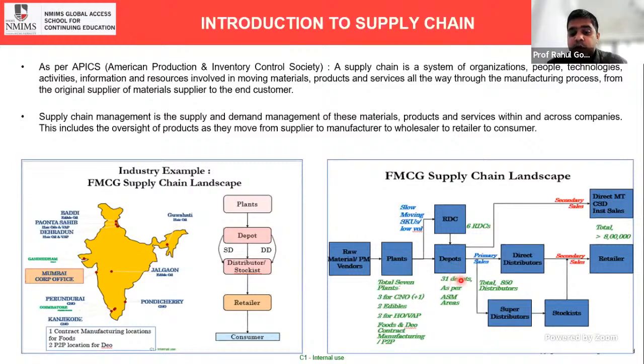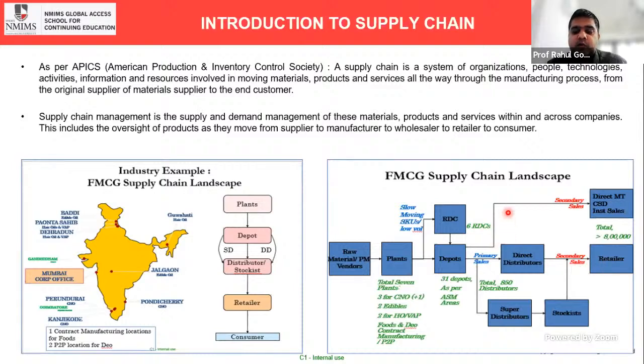And like I told you earlier, while it is not mentioned here, they have about 31 warehouses in India. If it is 31, it means that there are certain states wherein they have more than one warehouse. And from these warehouses, you will see that there are multiple routes shown. In one of the routes, the goods are being sent to direct distributors. Then from direct distributors, they are going to retailers, and from retailers, they are going to consumers. The other route is that the goods go first to a super distributor, then from the super distributor to a stockist, and then from the stockist to a retailer.